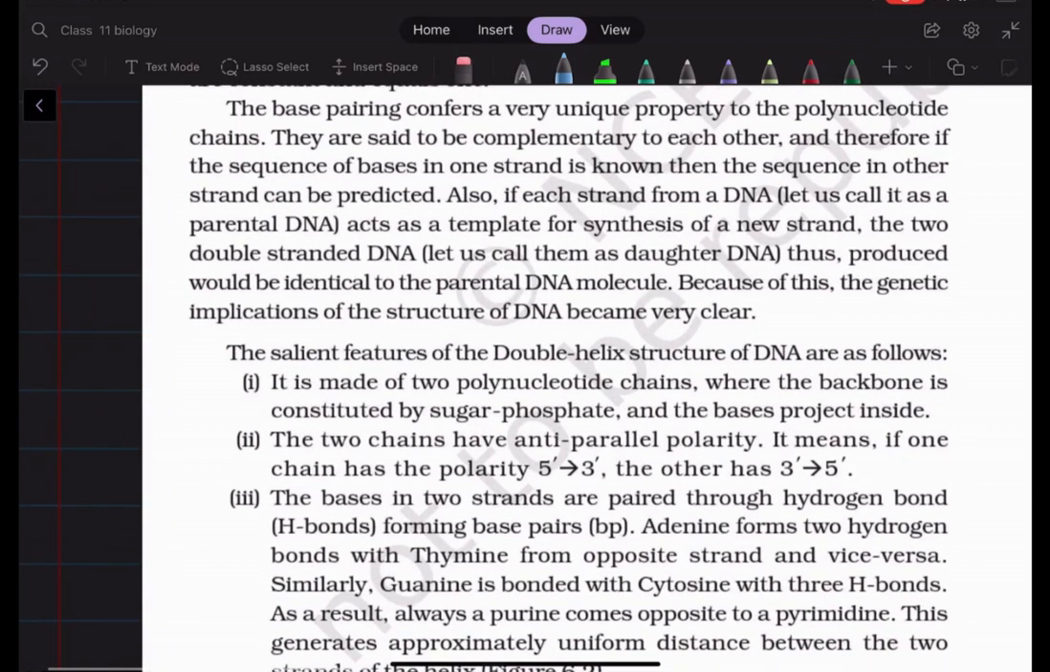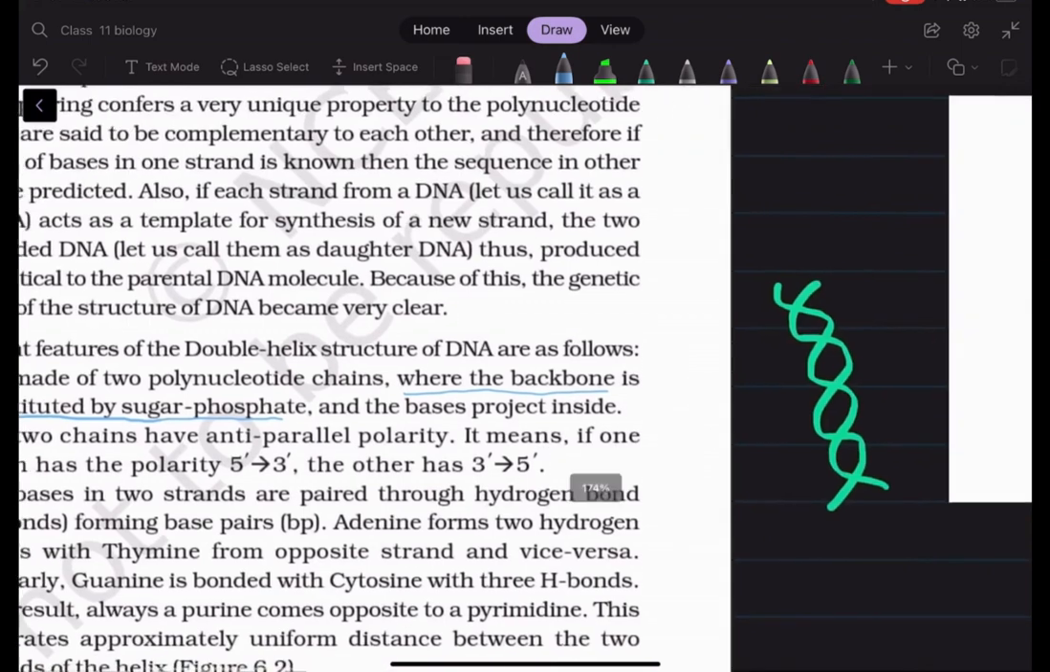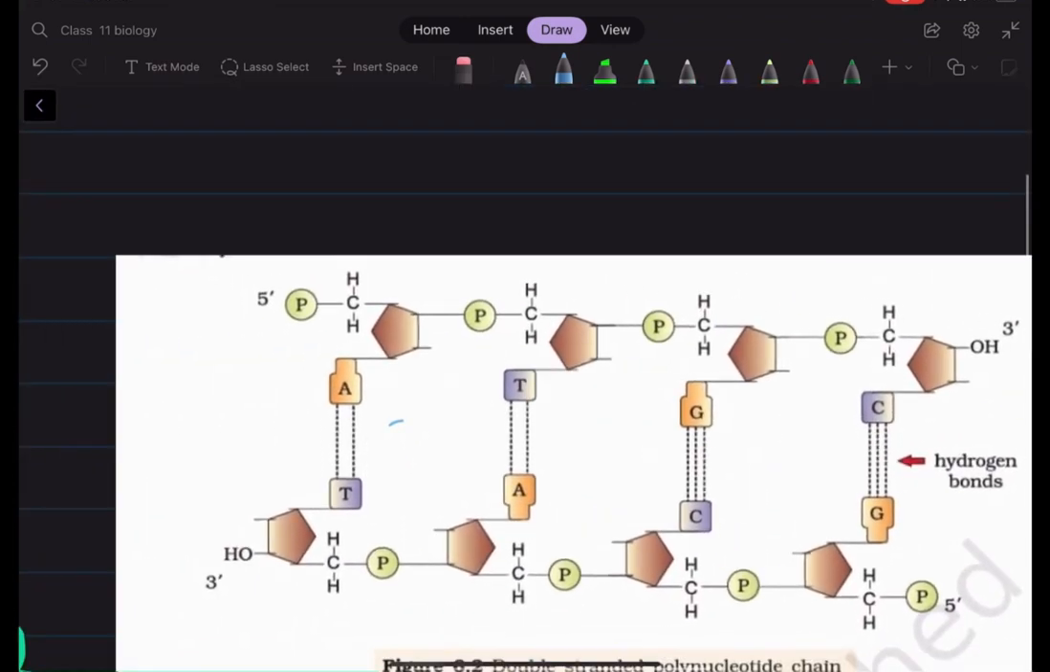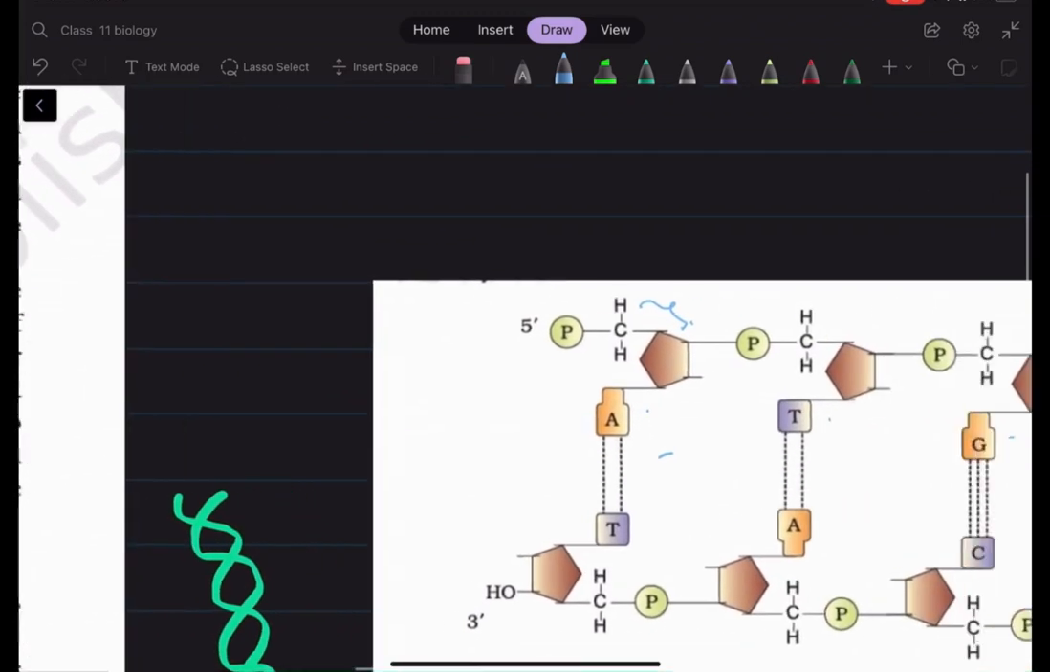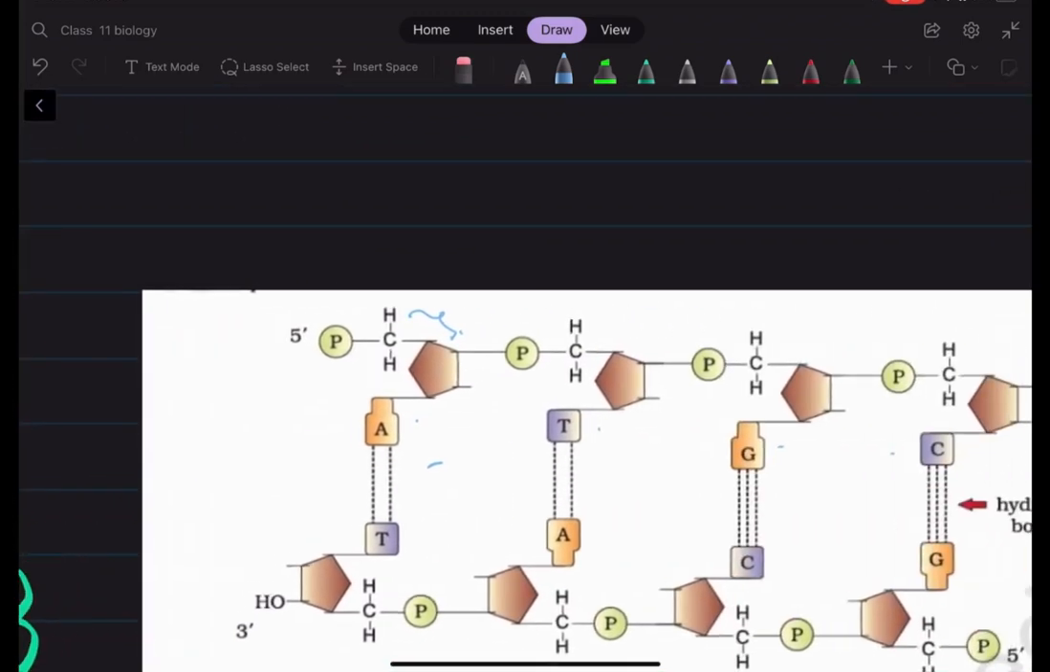The first point, as I already said in the previous video, is that the backbone of the DNA is the sugar and the phosphate. You can see these two components are fixed, whereas the nitrogen bases differ from one nucleotide to the other nucleotide. So the sugar and phosphate basically form the backbone.